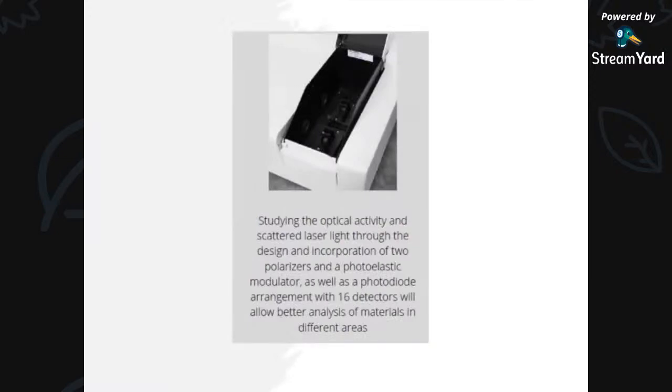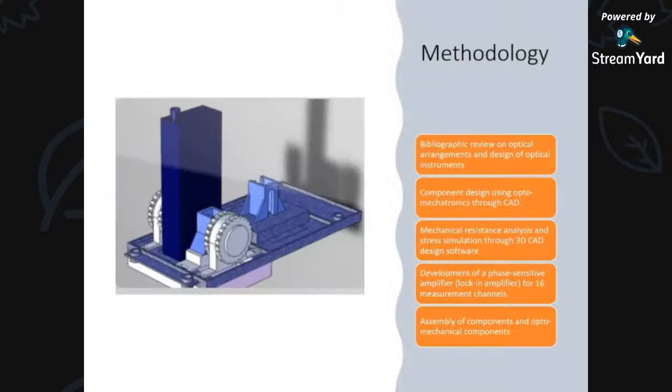Incorporating a new device into a commercial spectrophotometer will allow us to know new properties of a substance, such as optical activity, that can inform us about the chiral molecules that are studied. This is the fundamental purpose of this investigation.